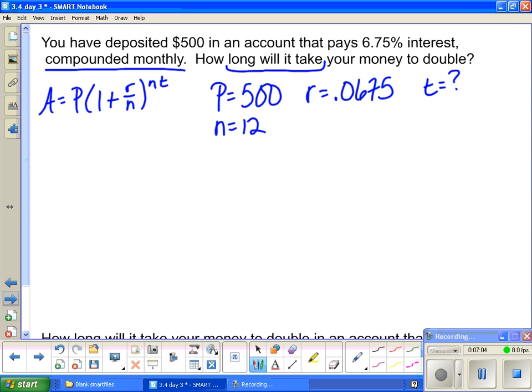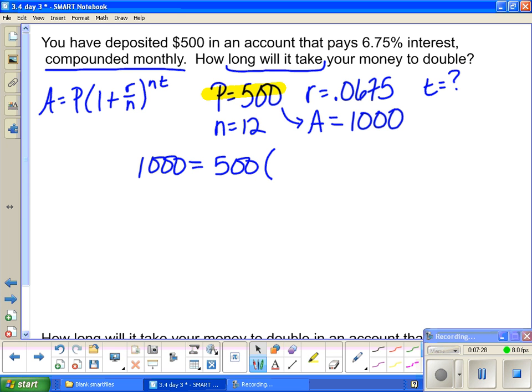Well, if my money's doubling, I have to take my principal investment, and I want to double it. So my amount at the end would be $1,000. Plug it into the formula: 1,000 equals 500 times (1 plus 0.0675 divided by 12) to the 12t.